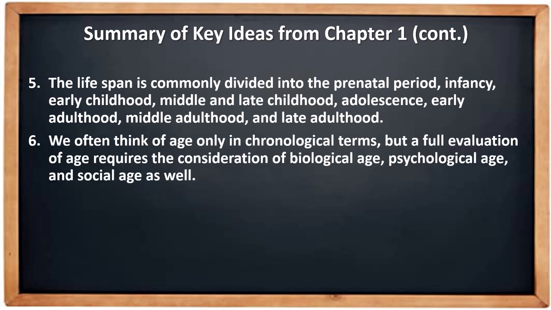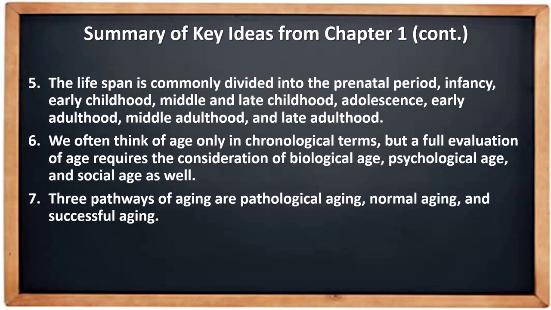We often think of age only in chronological terms, but full evaluation of age also requires consideration of things like biological age, psychological age, social age. We talked about that right near the beginning. Three pathways of aging are pathological, normal, and successful. Those are terms we covered earlier.